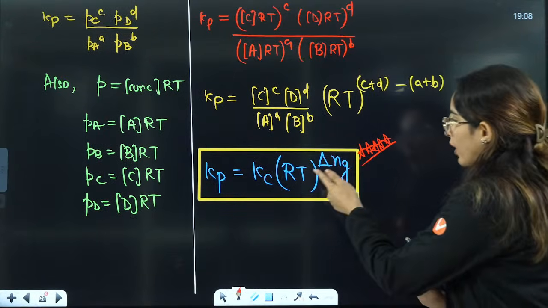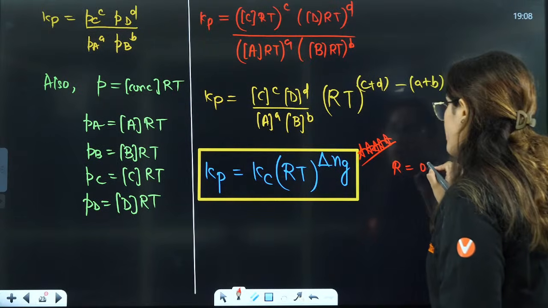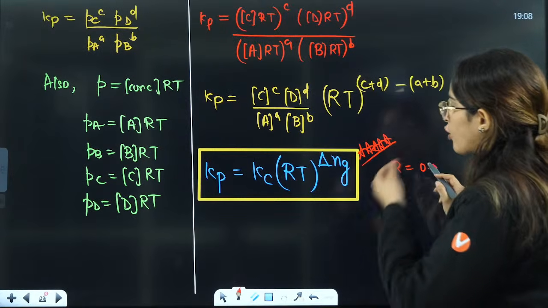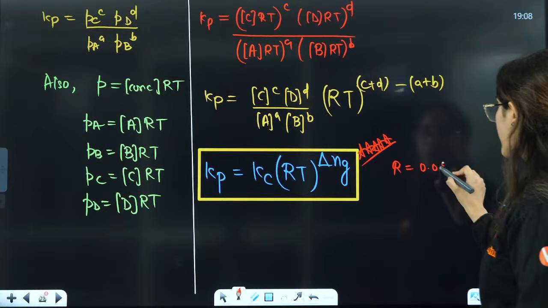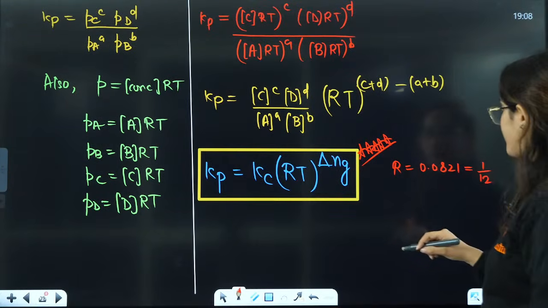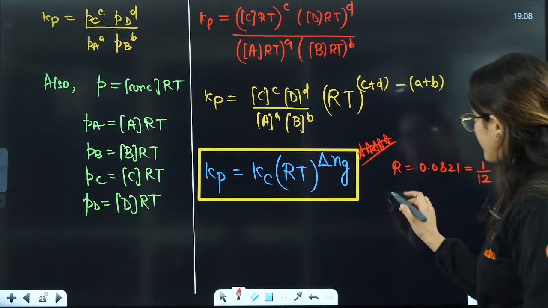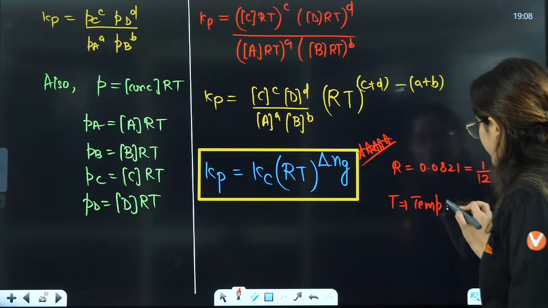Ma'am, here what is R? R is equal to 0.0821, because we are talking about pressure and concentration. That is also taken as 1 by 12, in fraction. What is T? T is the temperature in Kelvin.